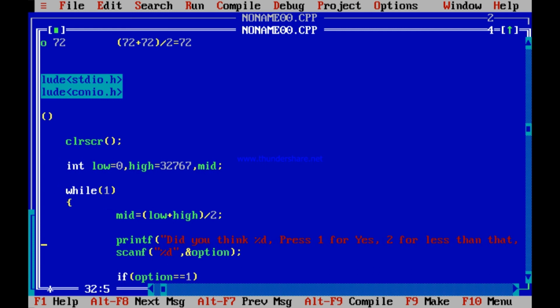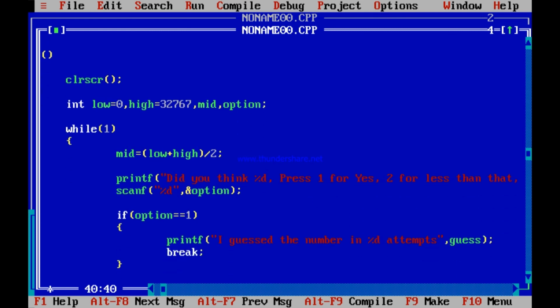So I will have to again scan the option. So you declare a variable called option, and you scan that option. Now if option is equal to 1, you can definitely say, yes, I guessed the number in %d attempts. Now I don't have a variable called guess. In how many attempts did I guess? I can take a counter within my loop. I can take a counter i and initialize it to 1.